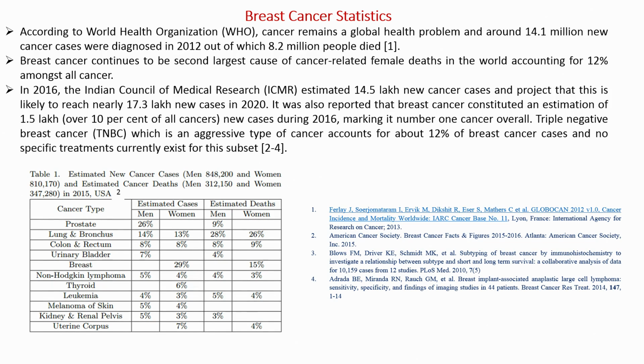If you see the table here, you will understand that for women, breast cancer accounts for 29% of cases, while for men it is 26% when it comes to prostate cancer. As dangerous as breast cancer is for women, for men it is prostate cancer. And then there are other cancers like lung, colon, urinary bladder, thyroid, leukemia, melanoma, which is skin cancer, kidney cancer, uterine corpus, cervical cancer, and many more.